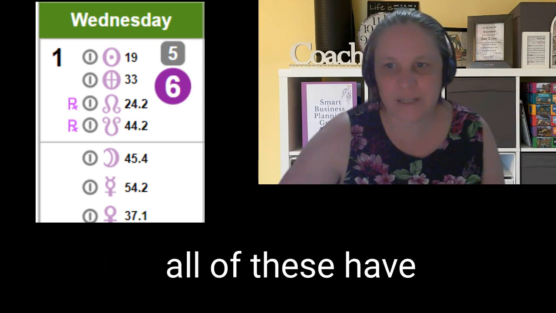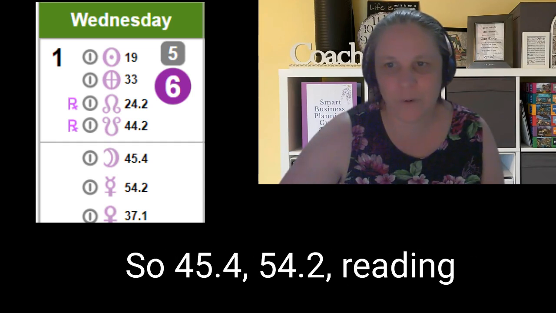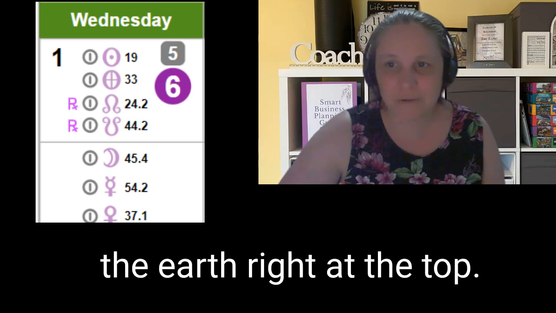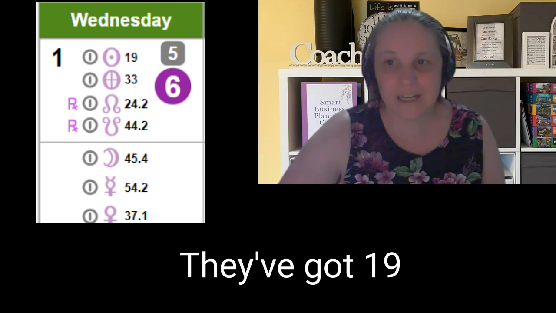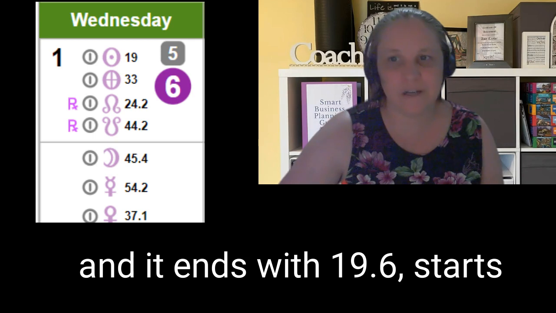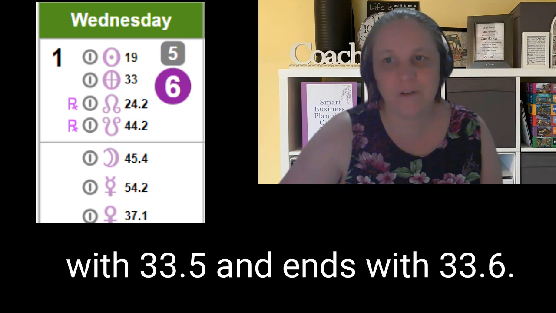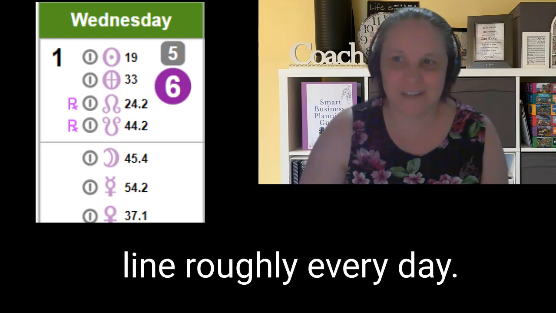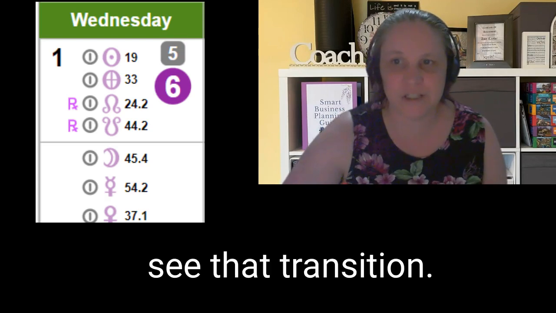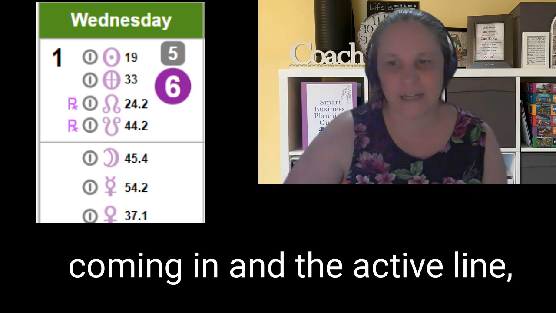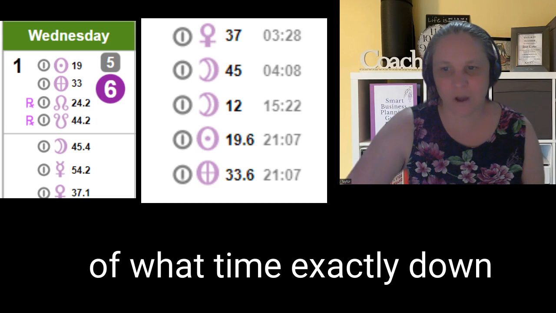So you can see here, all of these have their decimal points, their lines next to them. So 45.4, 54.2 reading down in the Wednesday column. But the sun and the earth right at the top don't. They've got 19 and they've got 33. So the day starts with 19.5 and it ends with 19.6. Starts with 33.5 and ends with 33.6. So the sun and the earth transit through a line roughly every day, and so you can see that transition. The grayed out is the going out line and the colored line is the coming in and the active line. And we can see those numbers of what time exactly down the bottom.